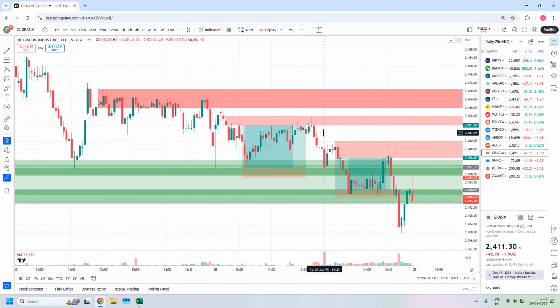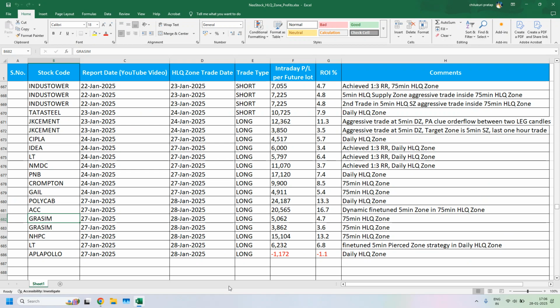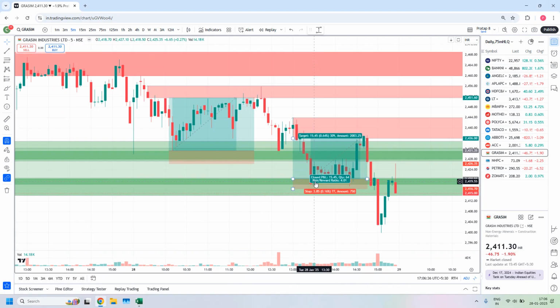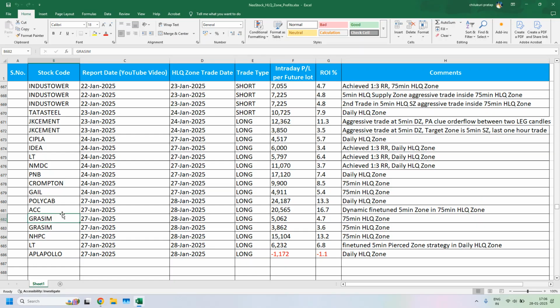So don't get into that level. You must follow 1:3. That's why, from your point of view, I am registering in my Excel sheet whether the HLQ zone is successful or not. Only 1:3 is successful, not 1:2.5. From an experienced person's point of view, 1:2.5 is a successful trade, but our rule is very strict: minimum 1:3 should be there, that's it. Because this trade did not achieve 1:3 RR, I did not register it in our Excel sheet.